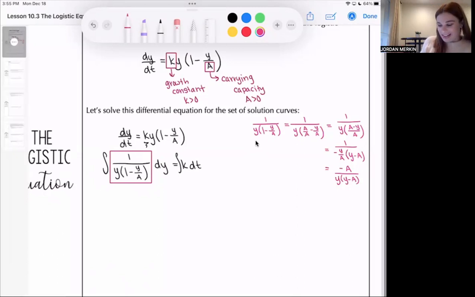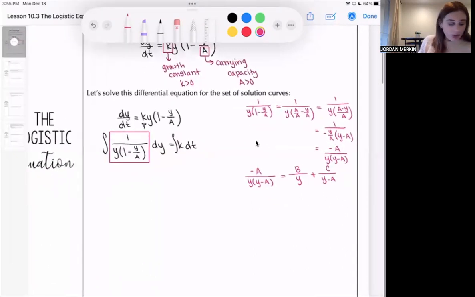And now we're going to use partial fractions. So we have negative A over Y times Y minus A, and we want to break this up into B over Y plus C over Y minus A using partial fractions.